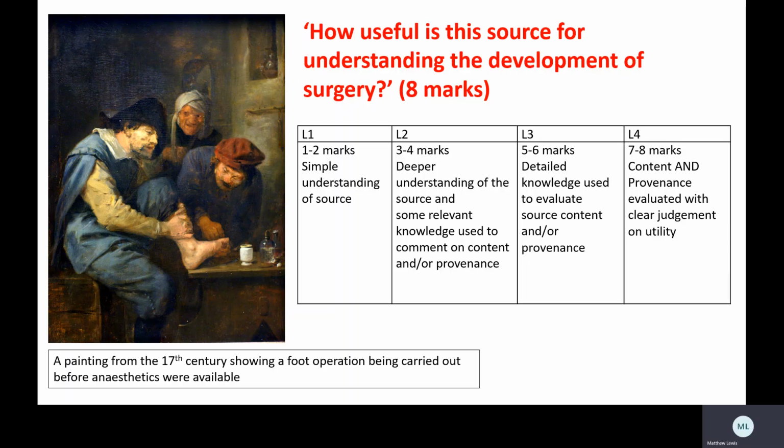And here you can see the mark scheme, always divided into 4. You can show understanding of the source and get a couple of marks. Everything above that is about the amount of knowledge you're able to use to explain the source, and how good your comments are on the provenance and purpose. If you can do all of those things well, you can get right up to full marks.